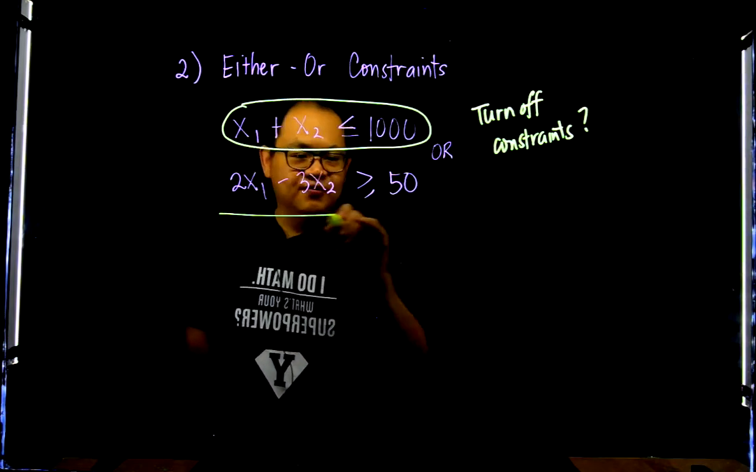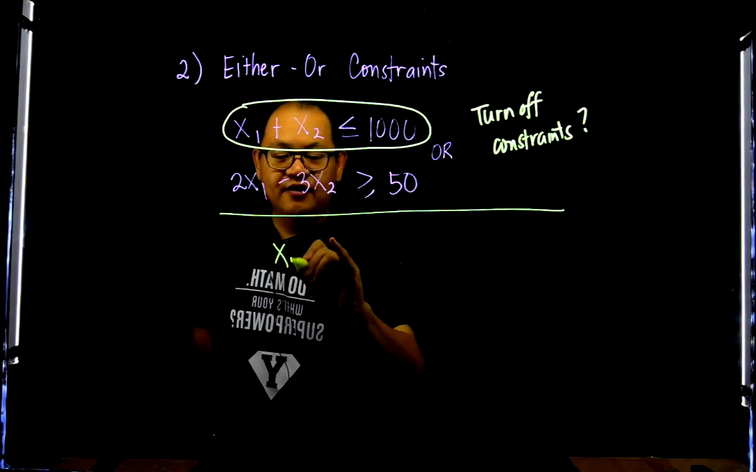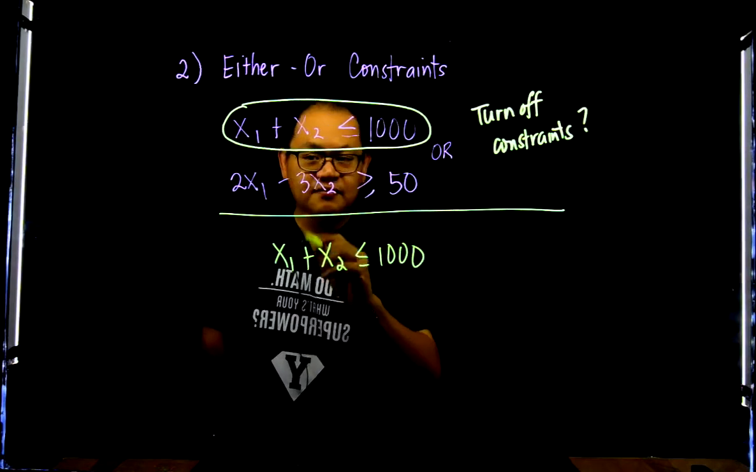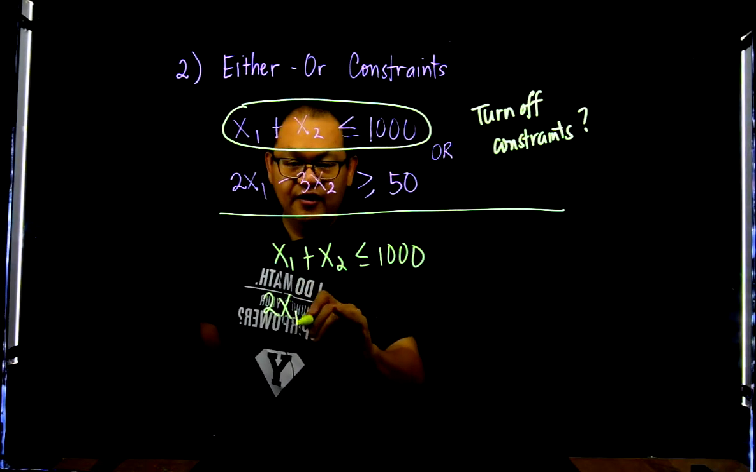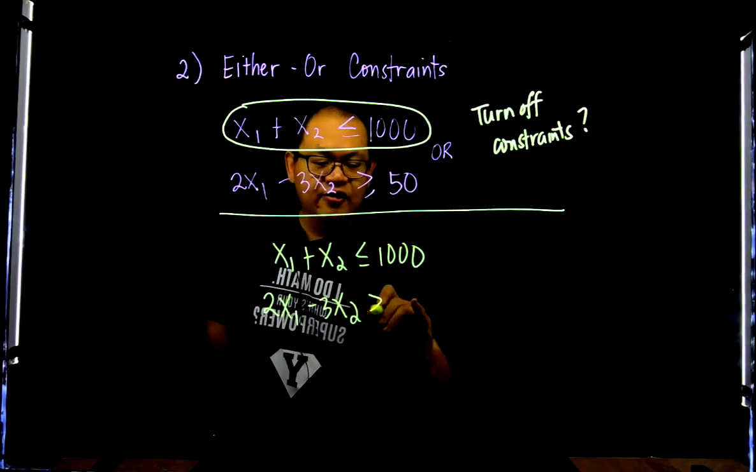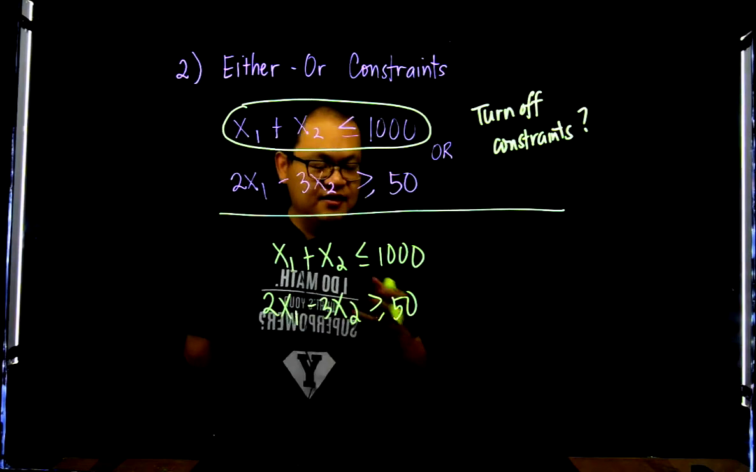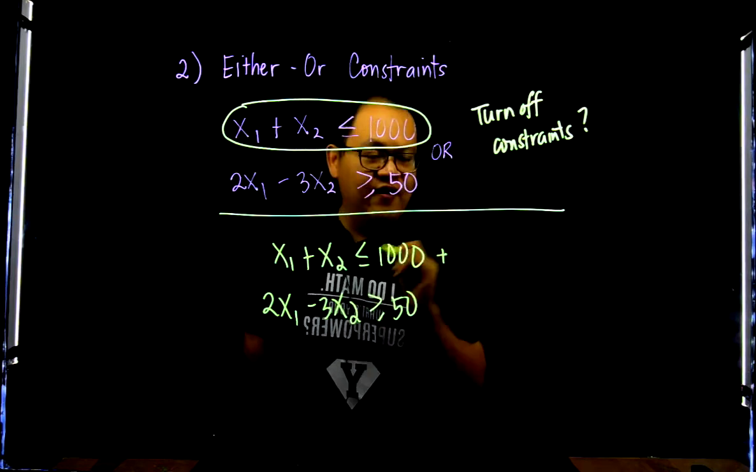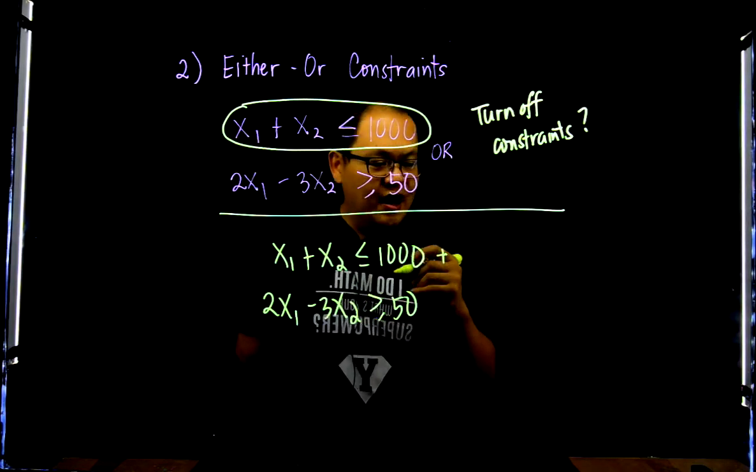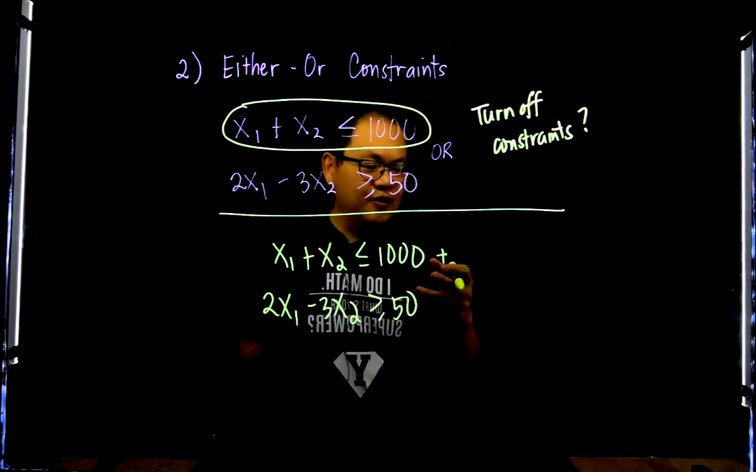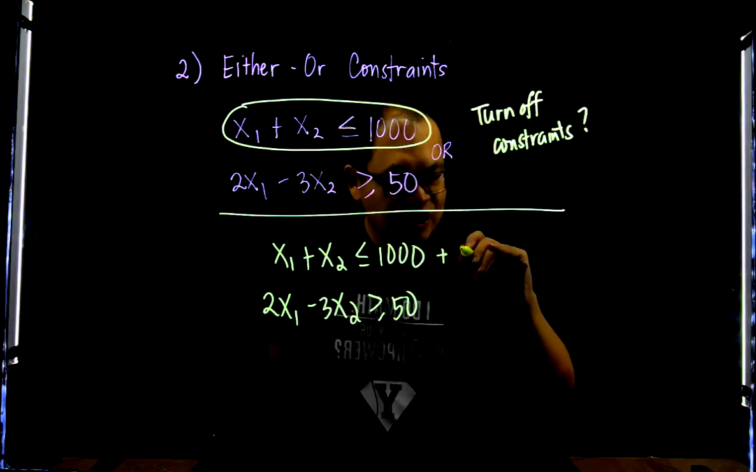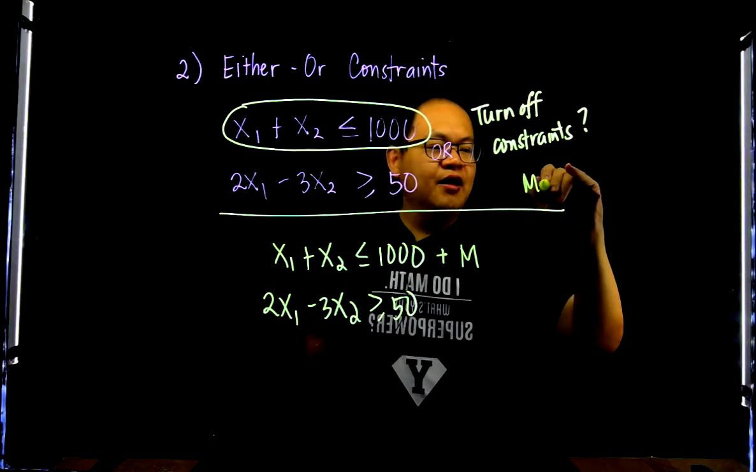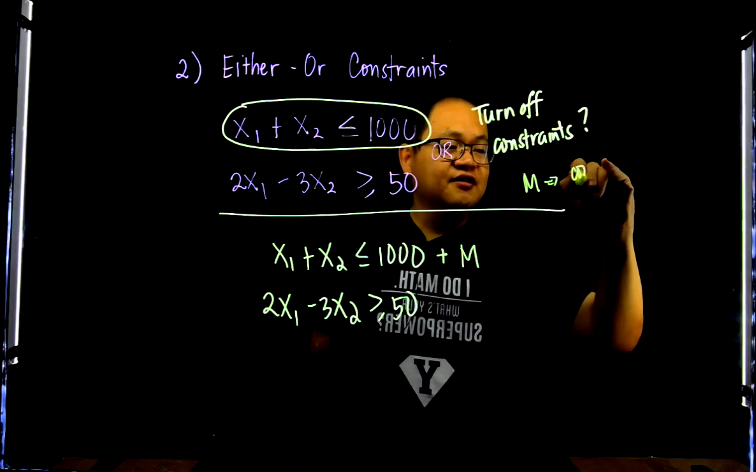So you have x1 plus x2 less than or equal to 1000. You have 2x1 minus 3x2 greater than or equal to 50. And as explained a while ago, to turn off a less than or equal to constraint, you add a very big number. Now, instead of writing 1 million, I will just use the letter big M. Okay? So what is M? M is a constant.